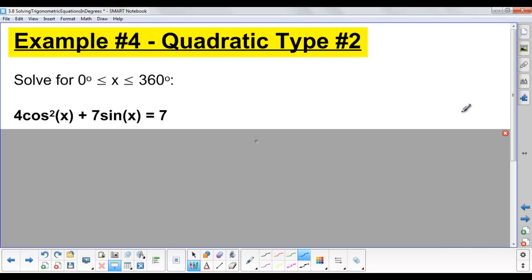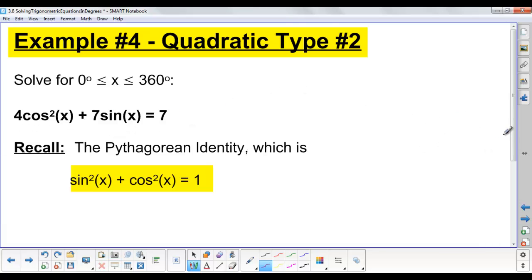Okay, last example for today. A little bit different than the last one we did because, yes, it's quadratic because we have a cos squared, but now we have a cos squared and a sine. So having two different types of trig ratios in a question would be a little bit difficult to work with. So what we're going to do is use the Pythagorean identity so that we can replace one of these things so that we're always working with just one type of trig ratio. The one you want to replace is the one with the squared.